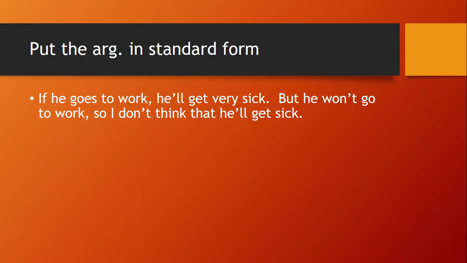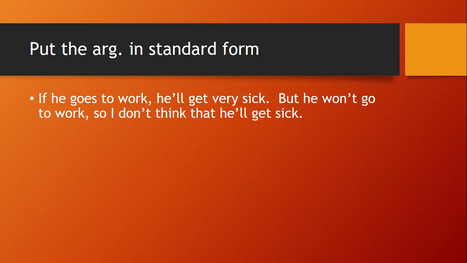Alright, so let's go through some exercises. Let's put this argument in standard form. This argument is this: if he goes to work, he'll get very sick. But he won't go to work, so I don't think that he'll get sick. Right? How should we put this in standard form? Well, we should find the conclusion first. There's a nice indicator word, so. So that here indicates the conclusion. I don't think that he'll get sick.